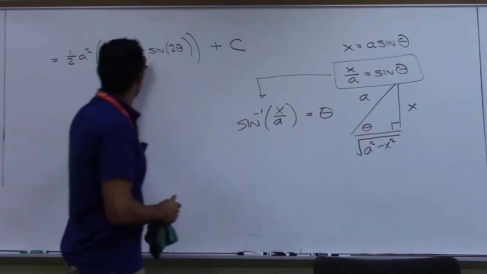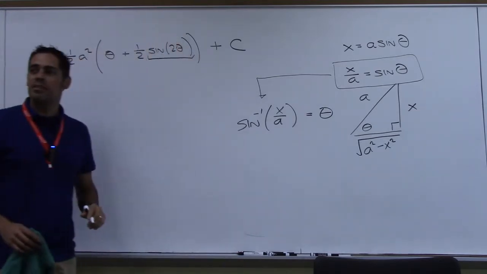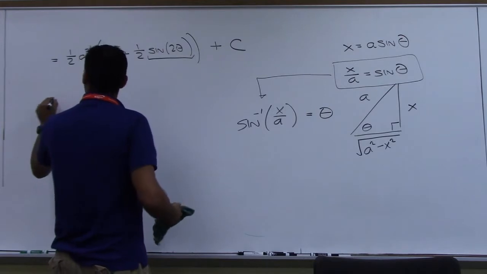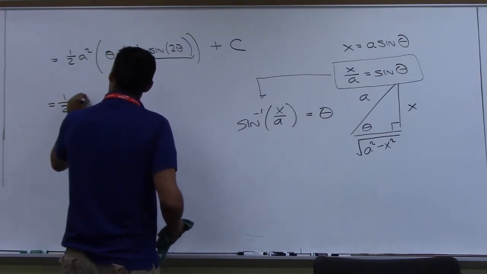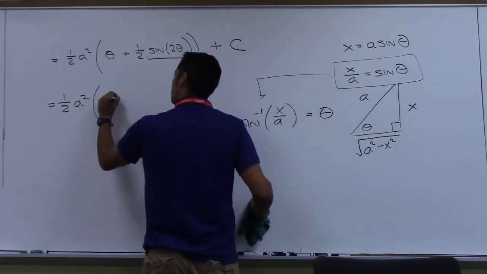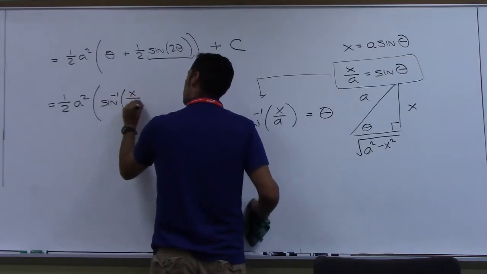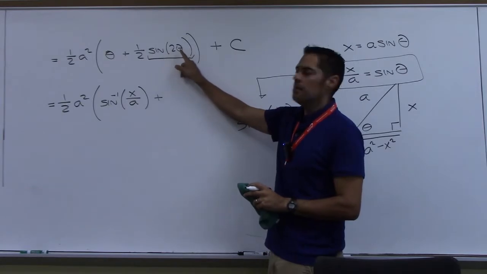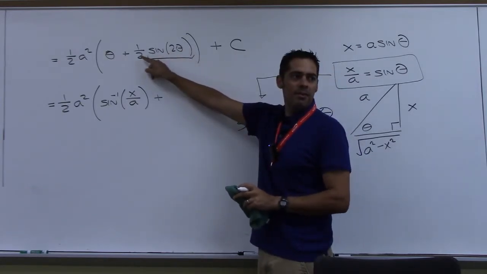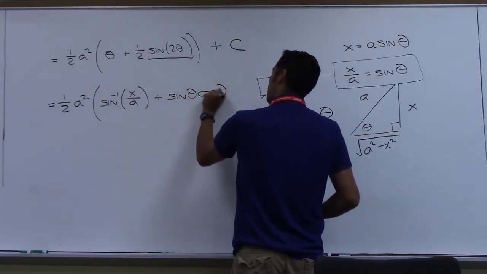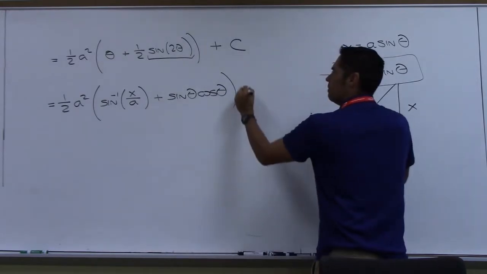There you go. So we're just going to use the identity from pre-cal that allows us to take that formula, sine 2 theta, and turn it into 2 sine theta cosine theta. It's called the double angle formula. So I'll rewrite everything. Should I replace the theta now? Sine inverse x over a, and then plus, this is going to become 2 sine theta cosine theta, but the 2 is going to have to be multiplied by 1/2, so the 2 is going to go away. So I'm just going to have sine theta cosine theta. Any questions on where I got that from?